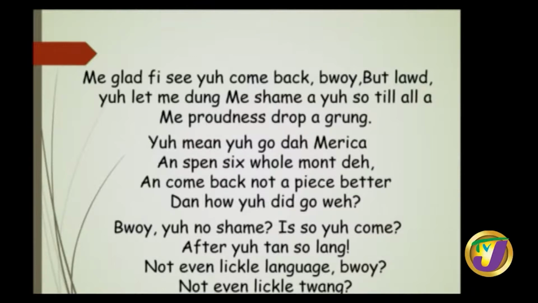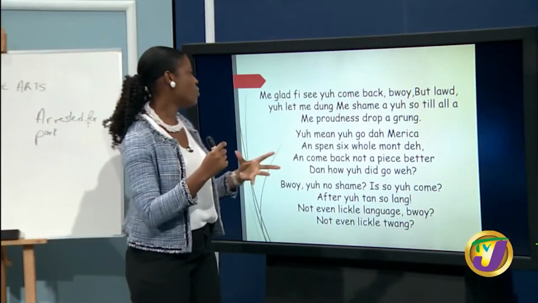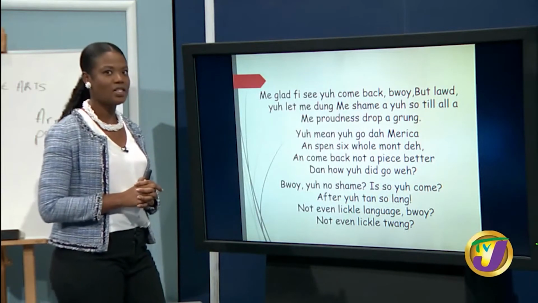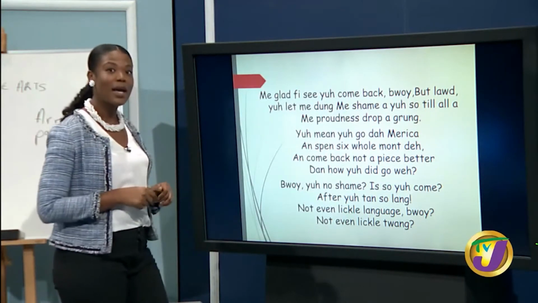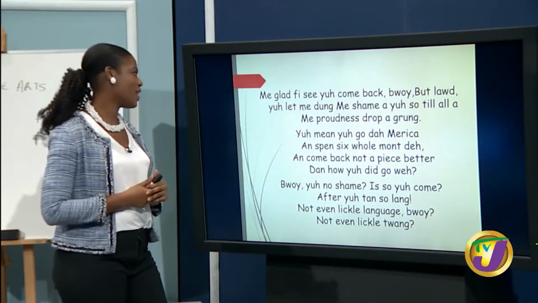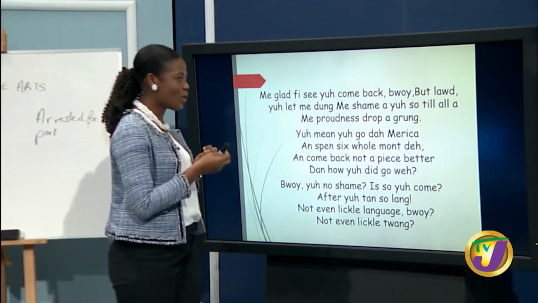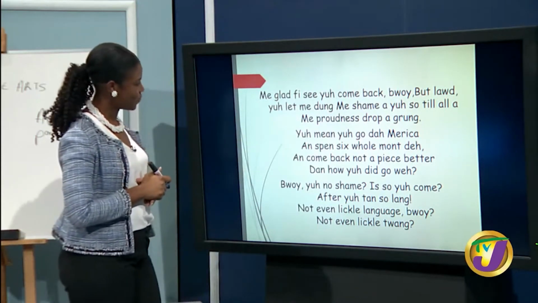Let us go line by line again. Me glad to see you come back, boy. But Lord, you let me down. The fact that the person is happy, that emotion, happiness, what aspect of the character is that talking about? Excellent. We're talking about the psychological area of the character. So once we see that, we know right away that that has something to do with psychology.